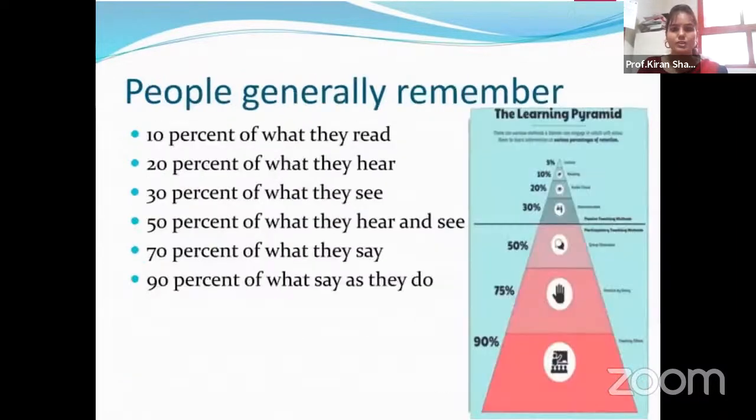enhances. There is a Chinese proverb: If I hear, I forget. If I see, I remember. If I do, I know. People generally remember 10% of what they read, 20% of what they hear, 30% of what they see, 50% of what they hear and see, 70% of what they say, and 90% of what they do. Means whatever they are saying, they are doing, they remember 90% of that.